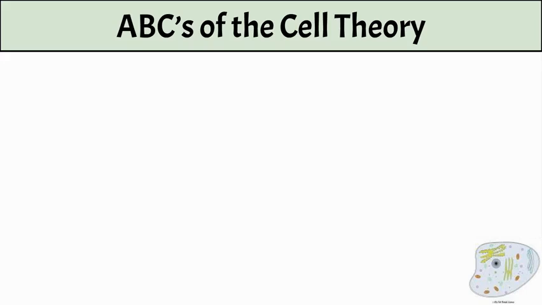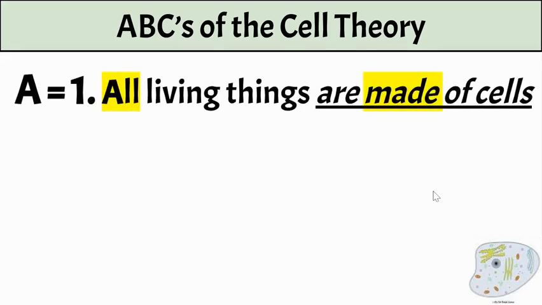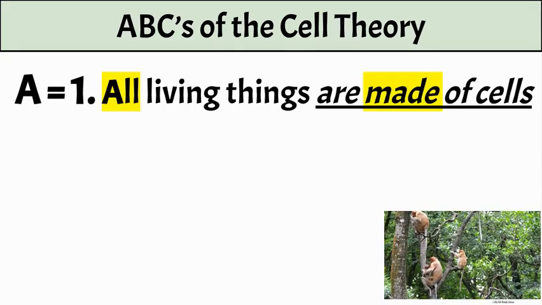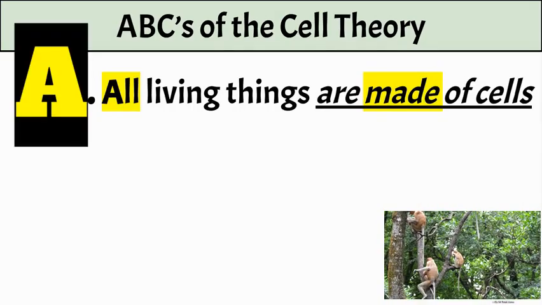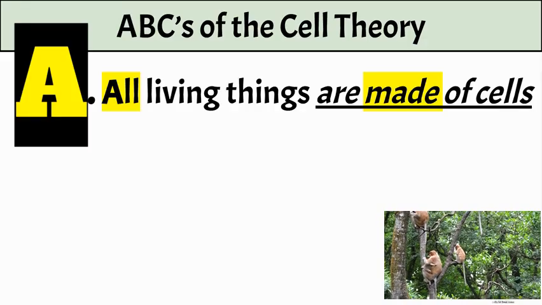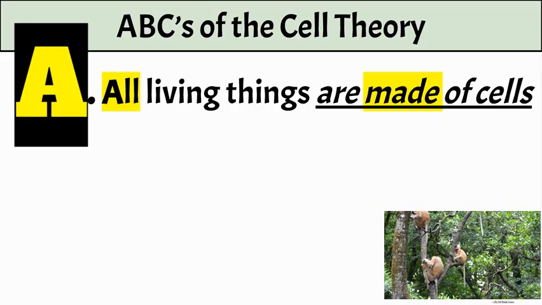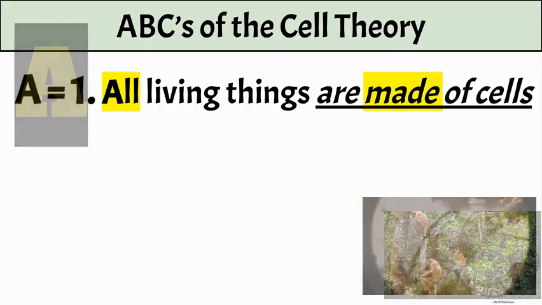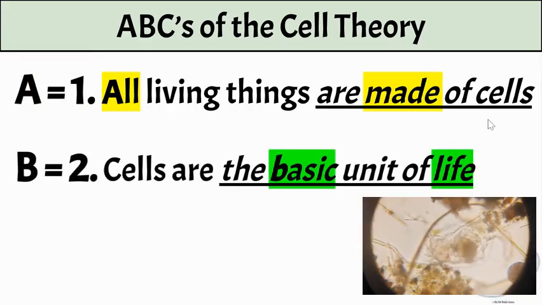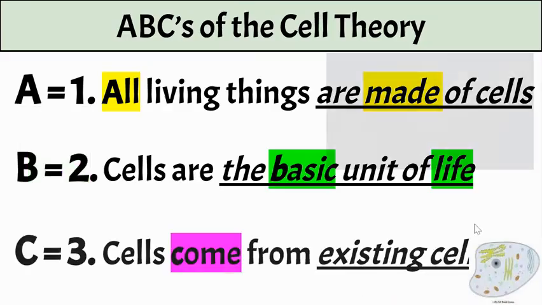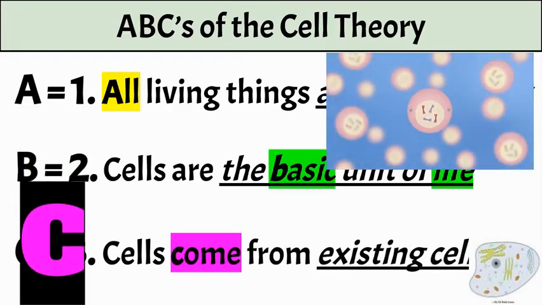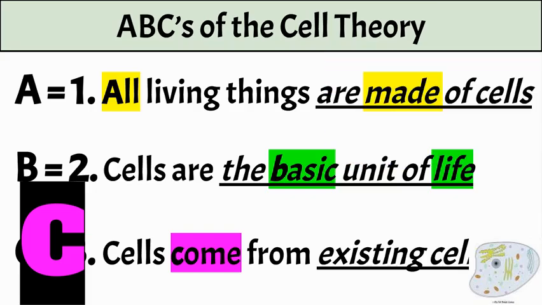Now, here are the ABCs of cell theory. A, all living things are made of cells. Knowing the ABCs of cell theory helps me remember the 3 main parts. B, or part 2, cells are the basic unit of life. B for basic. C, or part 3, cells come from existing cells. Now, one cell gives life to another cell.